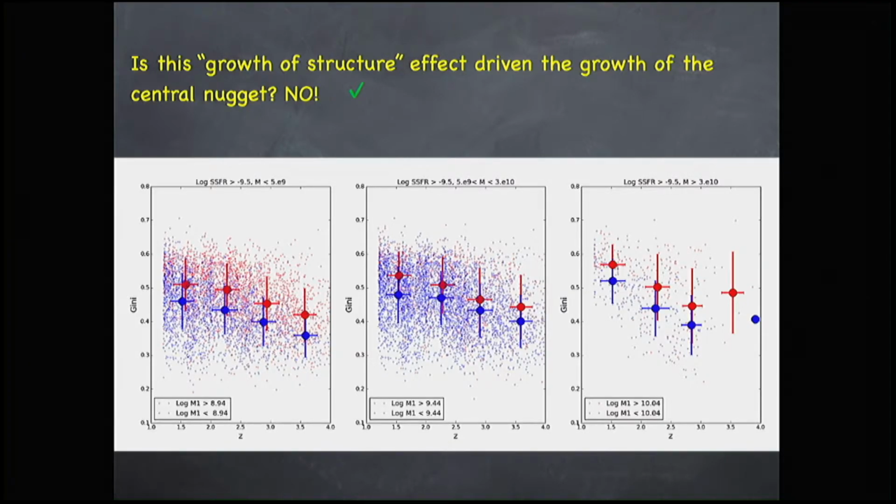This provides some reassurance that the evolution of Gini is not driven by the well-known fact that as galaxies evolve and quench, they develop the nugget, the central nugget at the center.